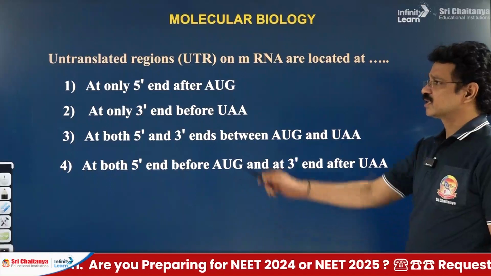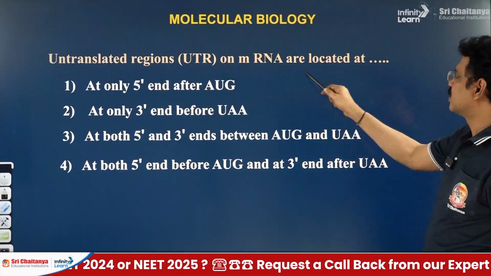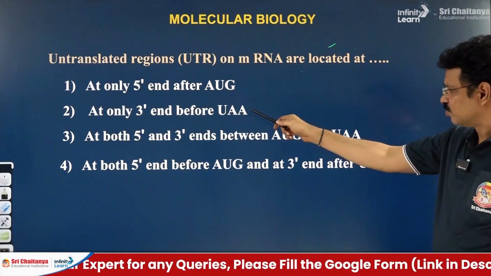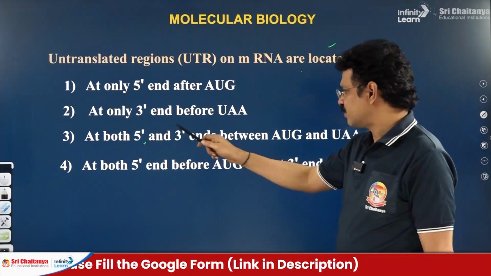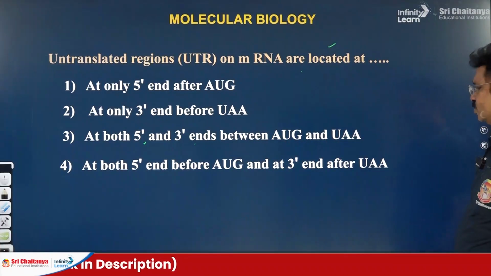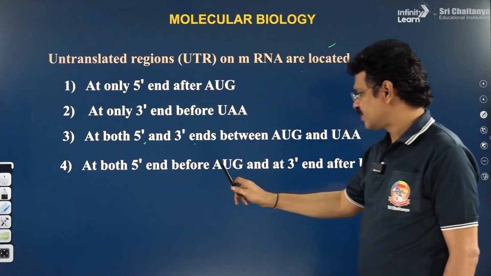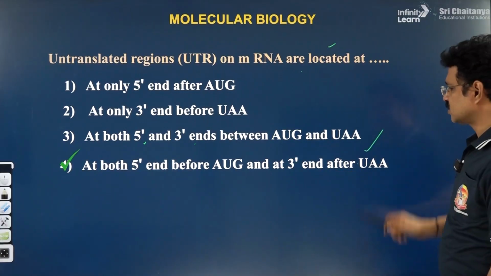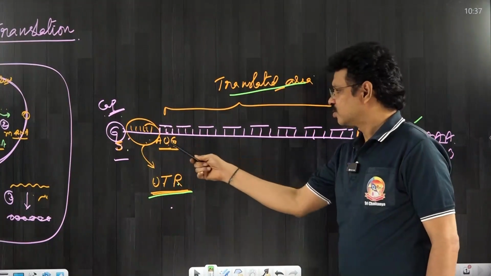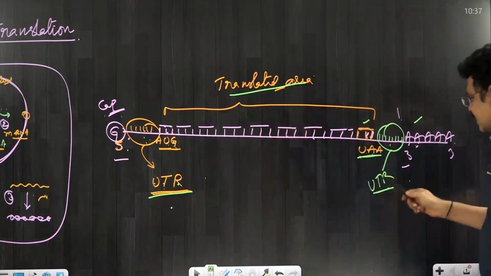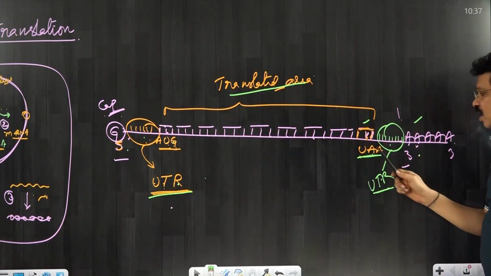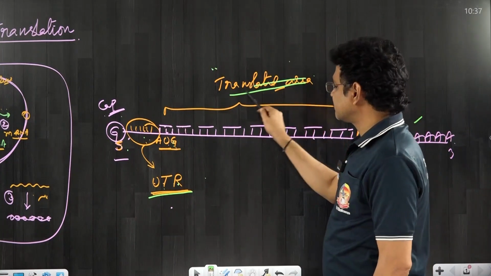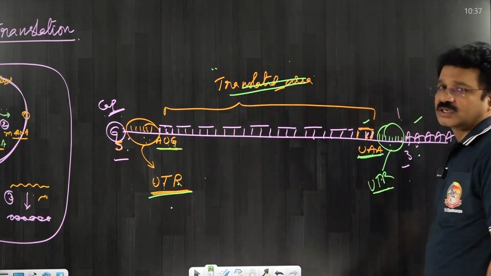Based on that concept, we can construct this question. Untranslated regions on mRNA are located at: first option, only at the 5' end after AUG; second, only at the 3' end before UAA; third, at both 5' and 3' ends between AUG and UAA; fourth, at both the 5' end before the AUG and at the 3' end after UAA. The right answer is the fourth option. We learned recently: at the 5' end before the AUG, one UTR is there. The second UTR is found at the 3' end after the stop codon. But the translated region is flanked by the start codon and stop codon.